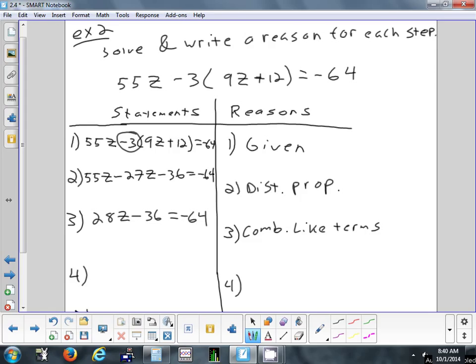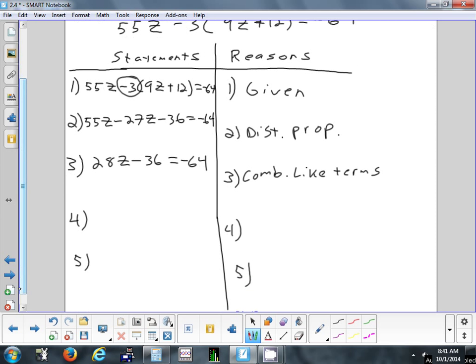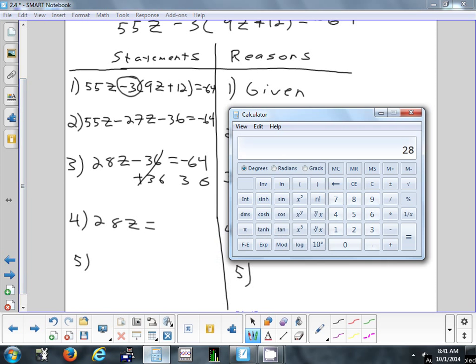All right, now we got 2 steps left. Okay, Nick, what would be my next step? You add 36 on each side. Good. Add 36 on each side. So that cancels out. We have negative 64 plus 36. It gives me negative 28.